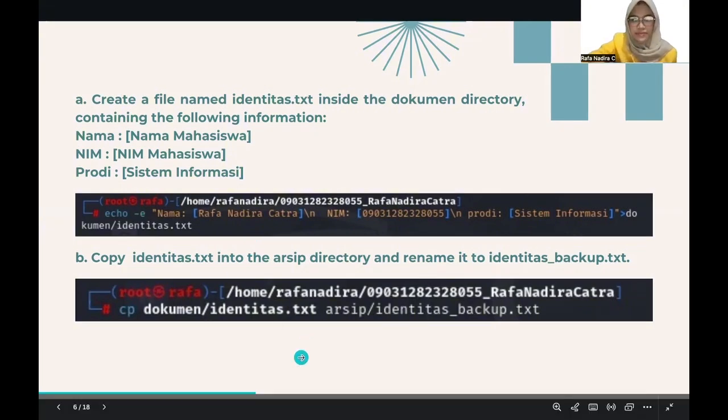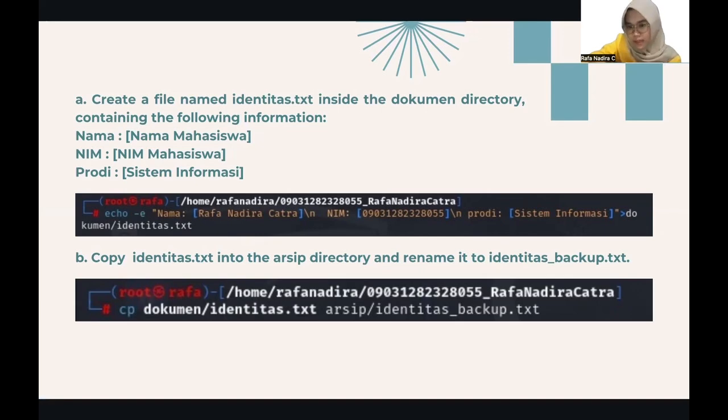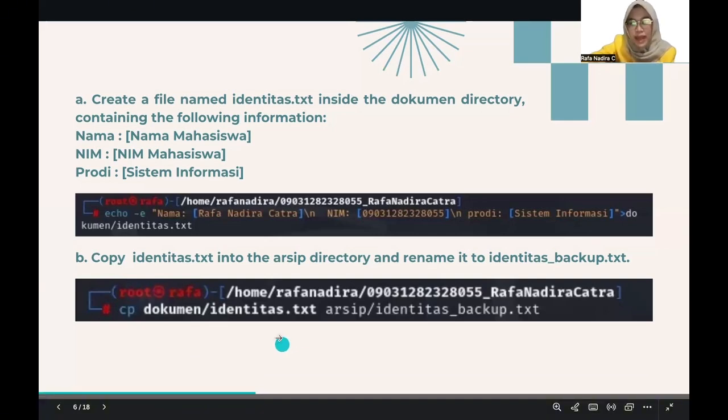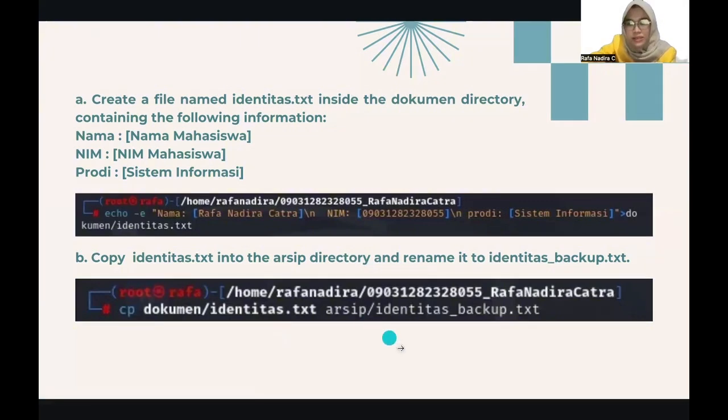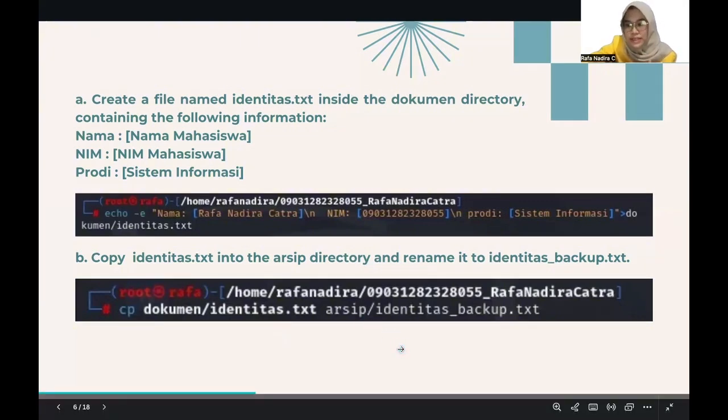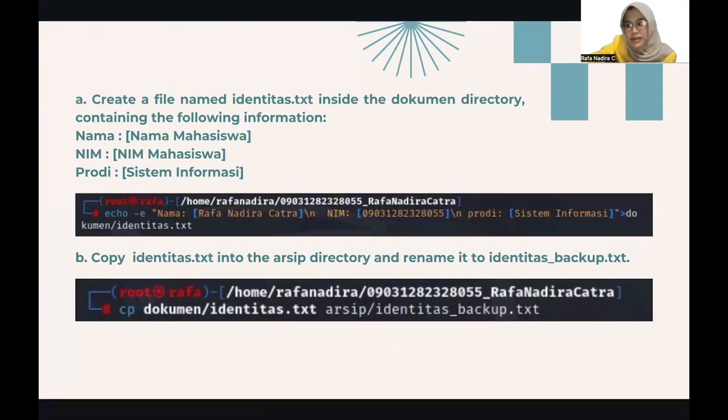Okay, B is copy identitas.txt into the arsip directory and rename it to identitas_backup.txt. And here I use the cp command. cp is used to copy files, and then the document/identitas.txt is a source file to be copied, and then the arsip/identitas_backup.txt is the destination and new name of the copied file.